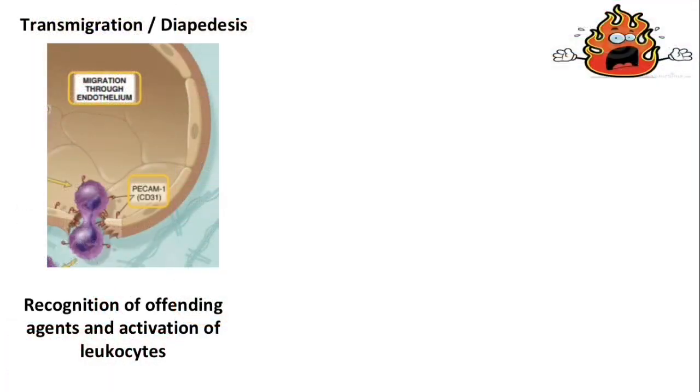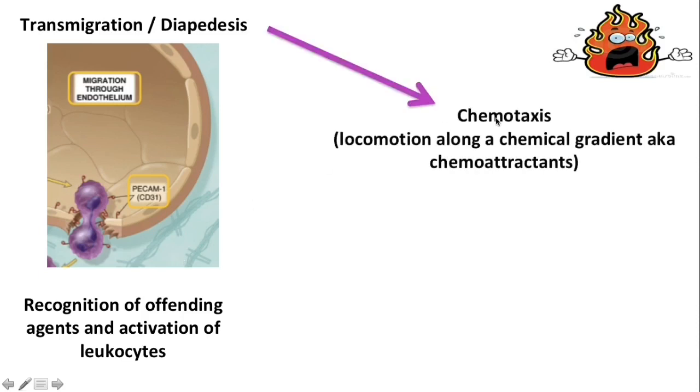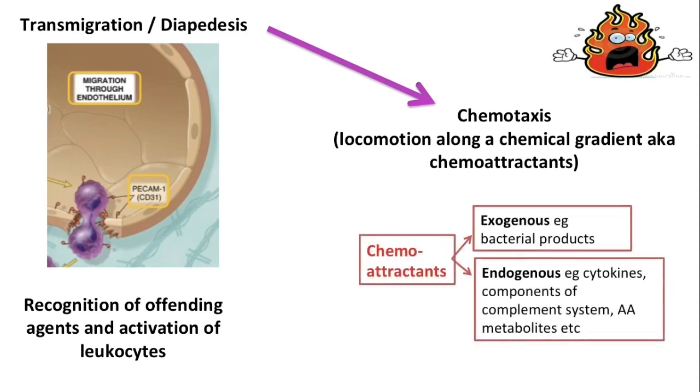Transmigration is also known as diapedesis, and it is the process where the leukocyte will migrate through the endothelium into the extravascular space. In the extravascular space, they will move towards the site of injury in a process called chemotaxis, and this is by definition locomotion along a chemical gradient, also known as chemoattractants. The chemoattractants can be exogenous, so something coming from outside, such as bacterial products, or they can be endogenous, such as cytokines or components of the complement system.